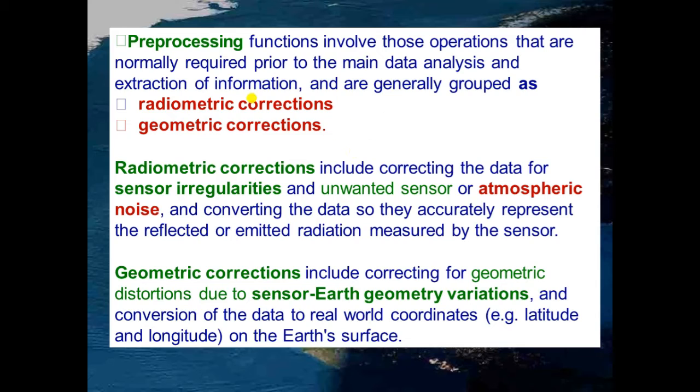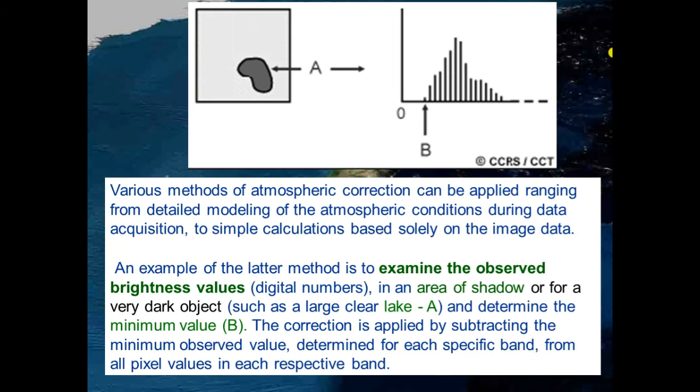Geometric correction includes correcting for geometric distortion due to sensor-earth geometry variation, and the conversion of data to real-world coordinates. For example, if we are measuring with a GIS or GPS system, there can be some difference with respect to the point's latitude and longitude, and we have to apply the particular geometric corrections.